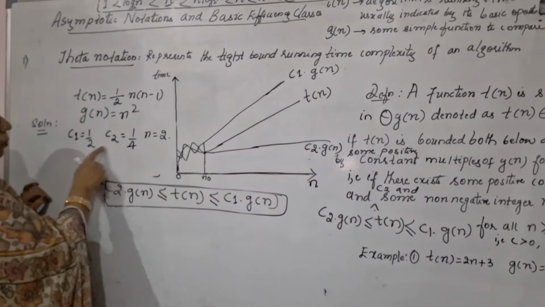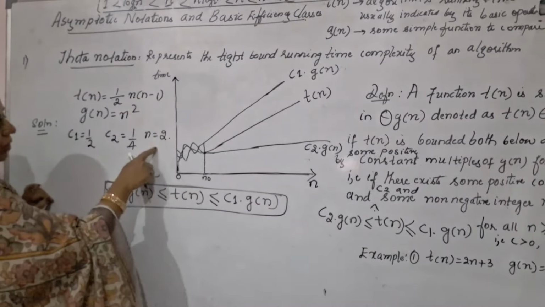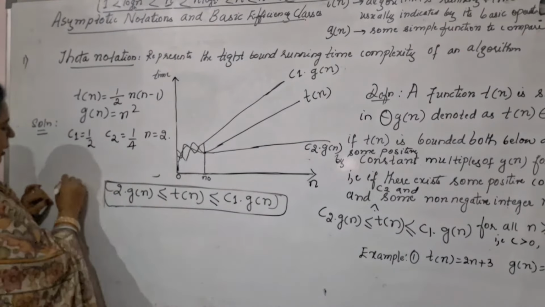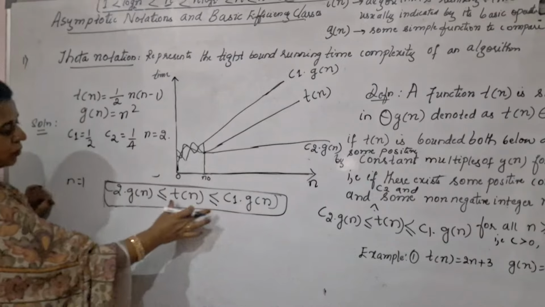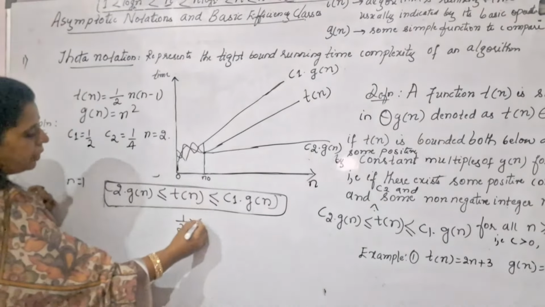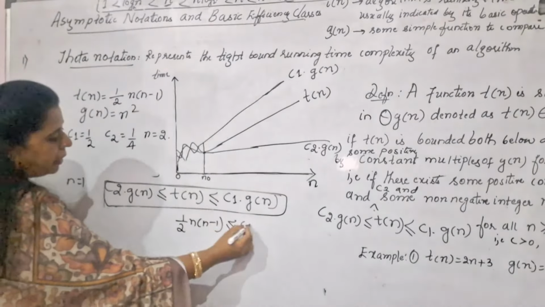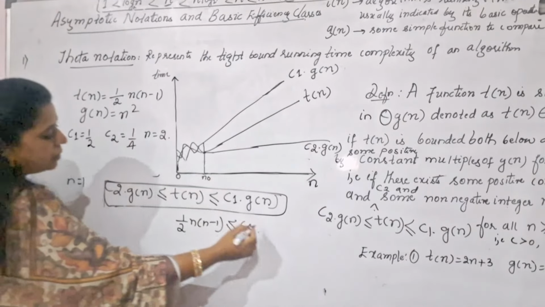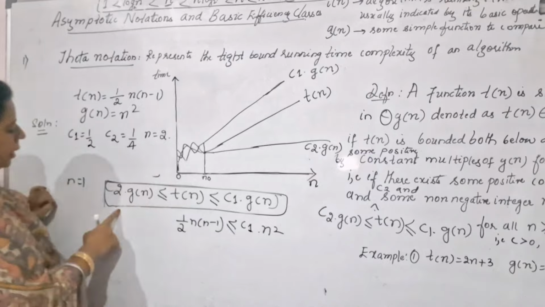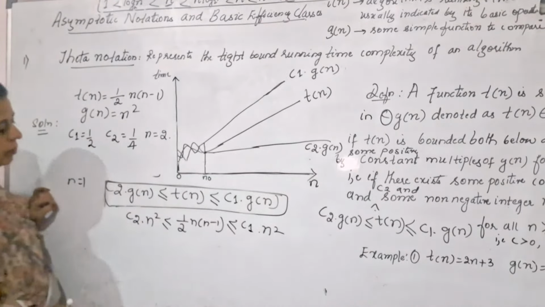C1 you have to take 1 by 2, C2 you have to take 1 by 4, and n you have to take 2. Normally, first we think, okay, we'll take n equal to 1, and now you substitute these values. T of n is given as half into n minus 1, which is less than or equal to C1 into g of n, where g of n is n square, and C2 into g of n is n square, less than or equal to.